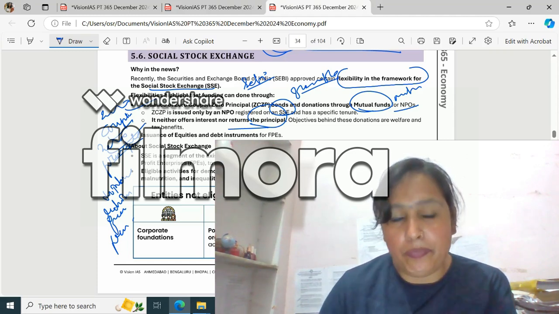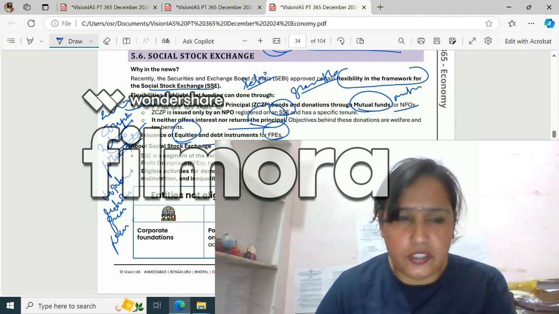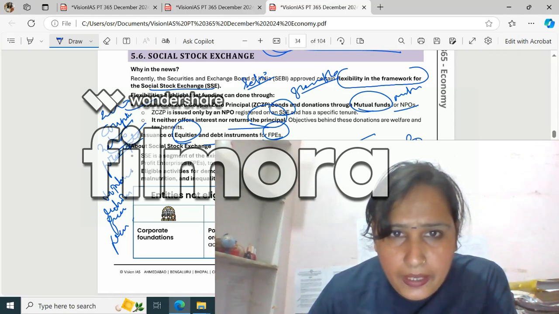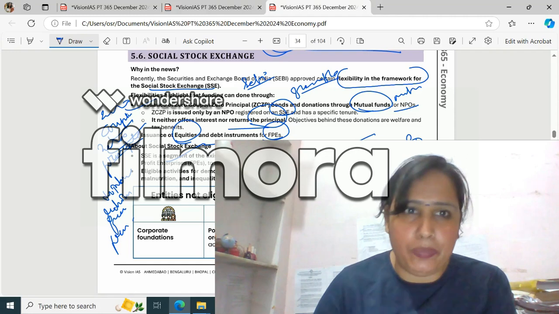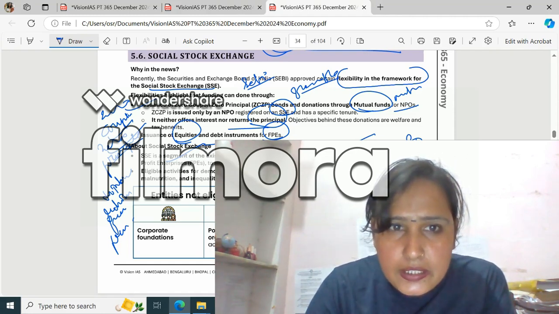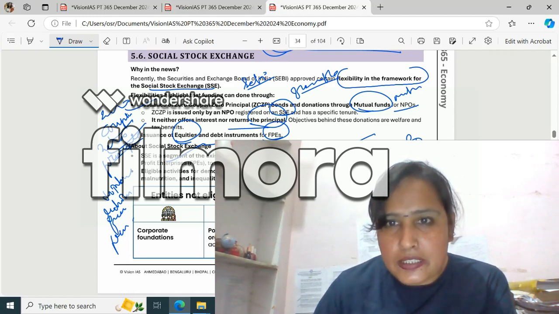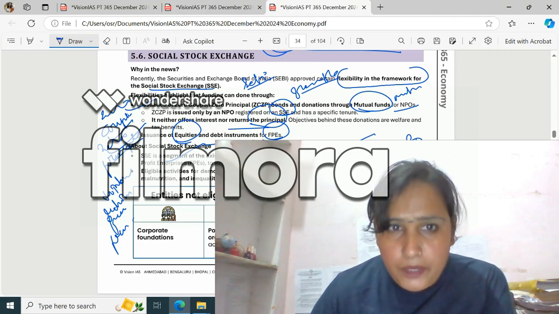There is issuance of equity and debt instruments for the FPE. The social stock exchange is a segment of the existing stock exchange, and it can help social enterprises such as NPOs, non-profit organizations, and for-profit enterprises to raise funds from the public. Eligible activities demonstrating primary social impact include eradicating hunger, poverty, malnutrition and inequality, promoting education, financial inclusion, and slum development.